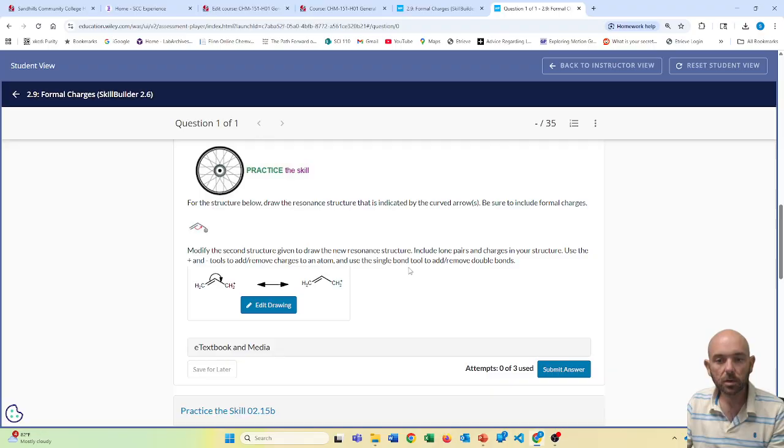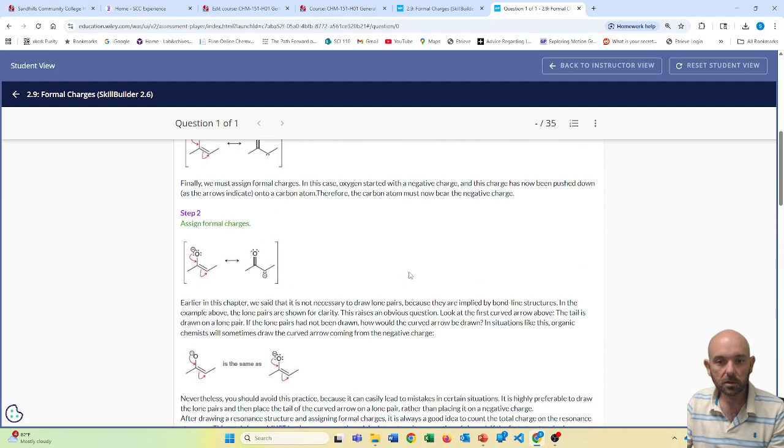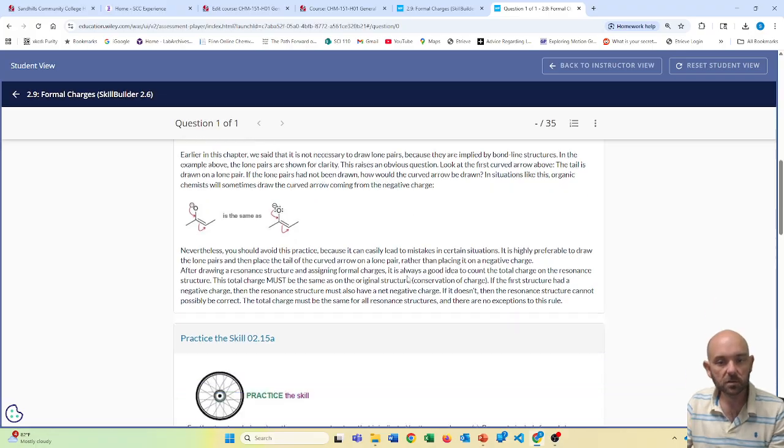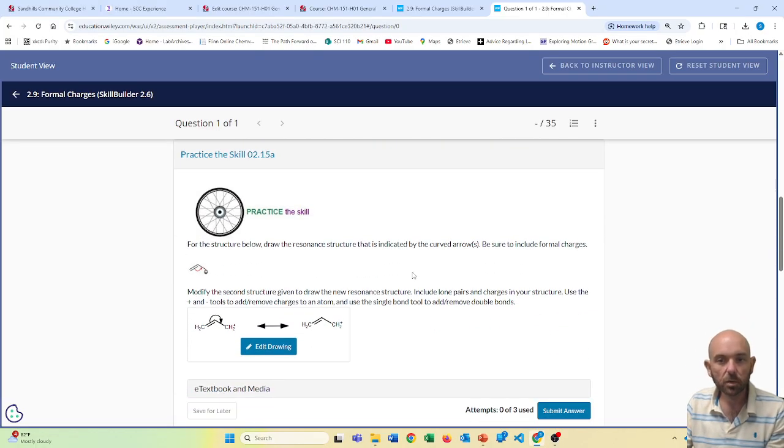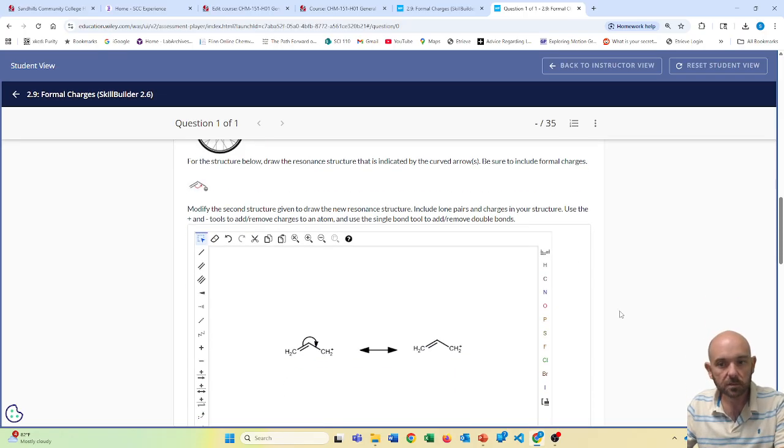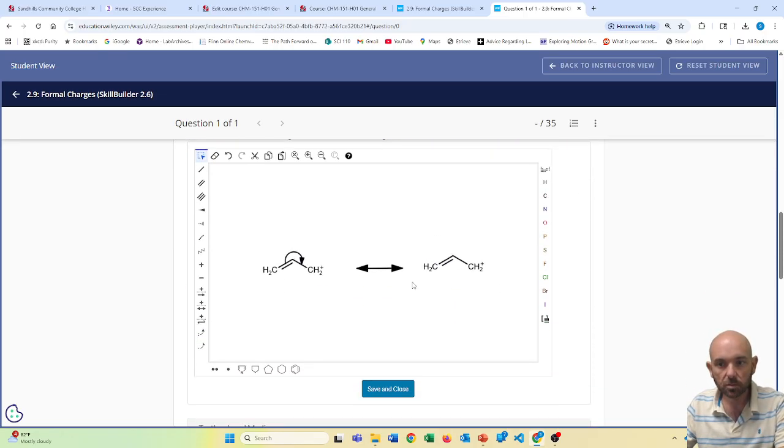So we'll go down here, we'll look through the example that they give us. I'll let you guys look through that. And I'm going to attempt 2.15a here. So I'll go in here, click Edit Drawing, and take a look and see what we have. I'll try to zoom in a little bit for you. Makes it a little bit easier.